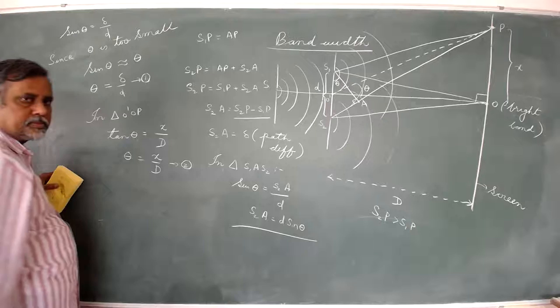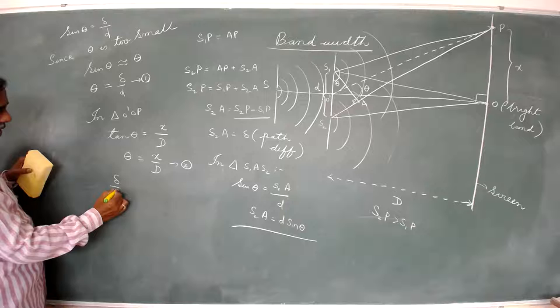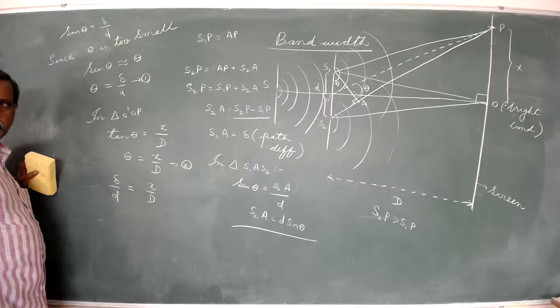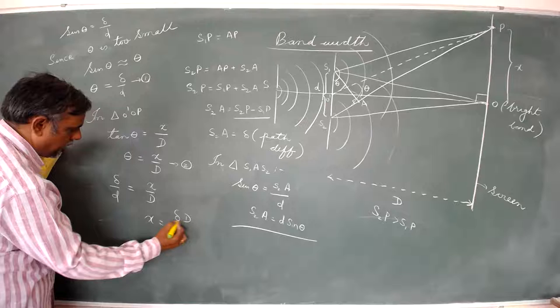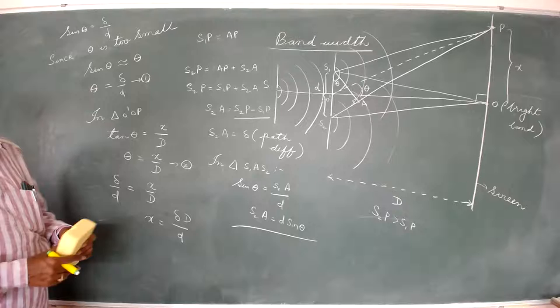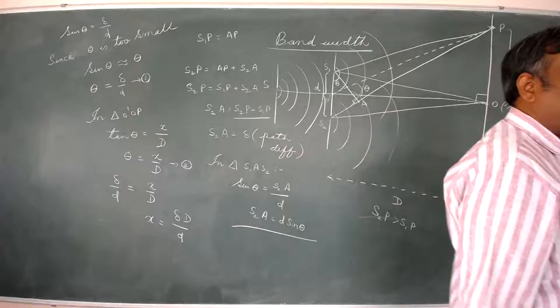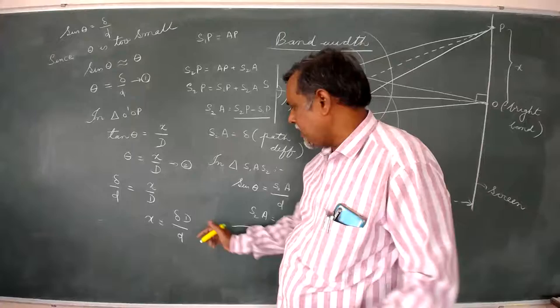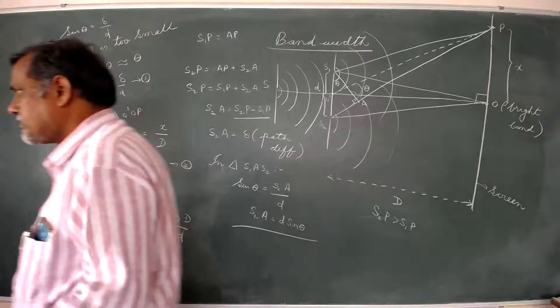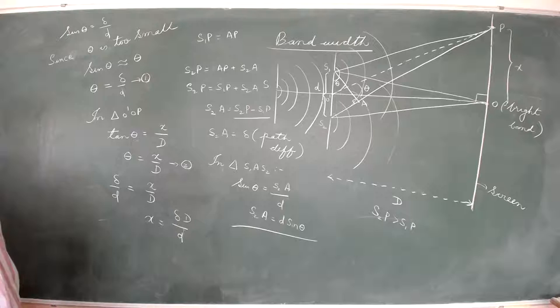Now from equation 1 and 2, what do you write? Delta by d is equal to x by D, right? So x is equal to delta into capital D by small d. So what is this x? X means the distance where that particular band is getting formed. That may be a bright band or a dark band, anything. Got it? So, x is equal to delta into capital D by small d. Right? Up to here, you note it down. Almost we are at the end from here. From this equation, we will be getting the required equation.